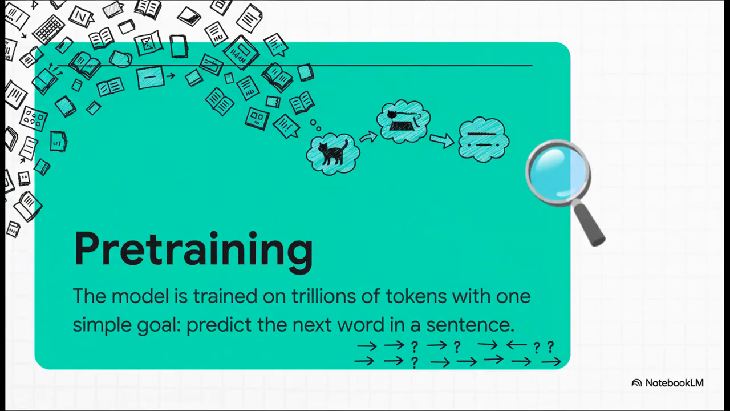Let's start with pre-training, because this is the big one. The model is just fed trillions and trillions of words, and its only job is to do one thing over and over and over: predict the next word. If it sees "the early bird gets the," it learns to predict "worm." That's it. It sounds way too simple, but doing this billions of times is what builds its entire foundation of knowledge about grammar, facts, and even basic reasoning.